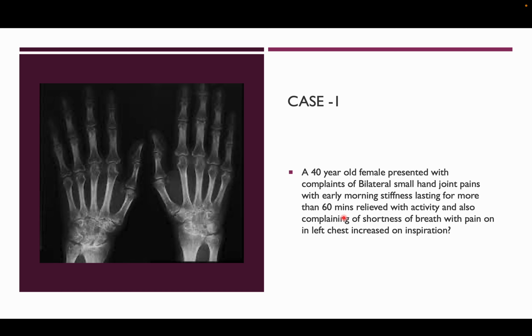So generally these CTDs are especially involved with other systemic manifestations. So this is very important to diagnose. This is a 40-year-old female. She has classically a history of inflammatory arthritis from the examination we have seen. Then we asked, and there is also a complaint of shortness of breath and pain in the left side of the chest.